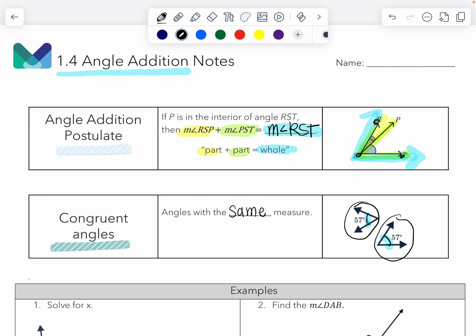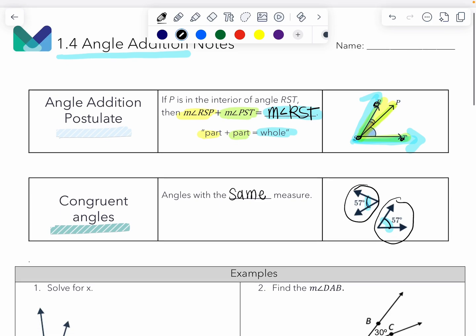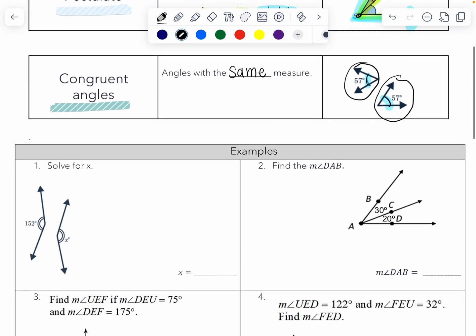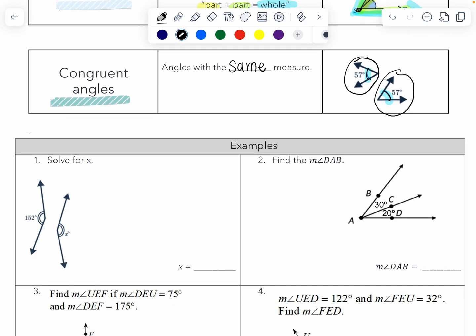Okay, so we talked about the angle addition postulate and congruent angles. Let's just do an example with congruent angles. You can see in this first example that we've got those two arcs and they match with two arcs on this other angle. So that means those two are congruent. They have the same measure. So if one has a measure of 152, the other must have a measure of 152. So x is equal to 152 degrees. So those ones are pretty easy.